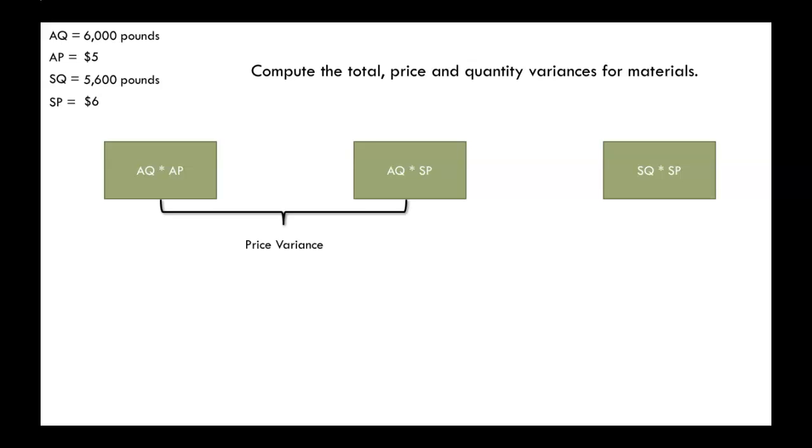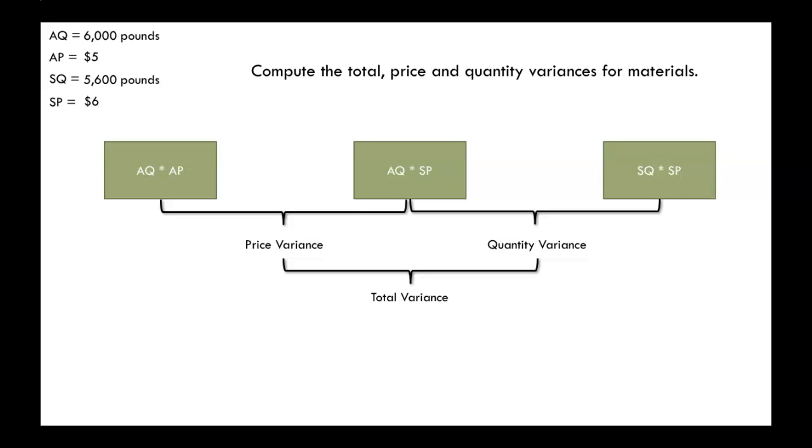So the difference between AQ times AP and AQ times SP will be our price variance, because the variable that changed there was the price, right? And the first one, it was our actual, second one was our standard. Then, if we take the difference between AQ times SP and SQ times SP, that will give us our quantity variance, because the variable that changed there was our quantity. Then once we have the price and quantity variances, we can use those to find our total variance.